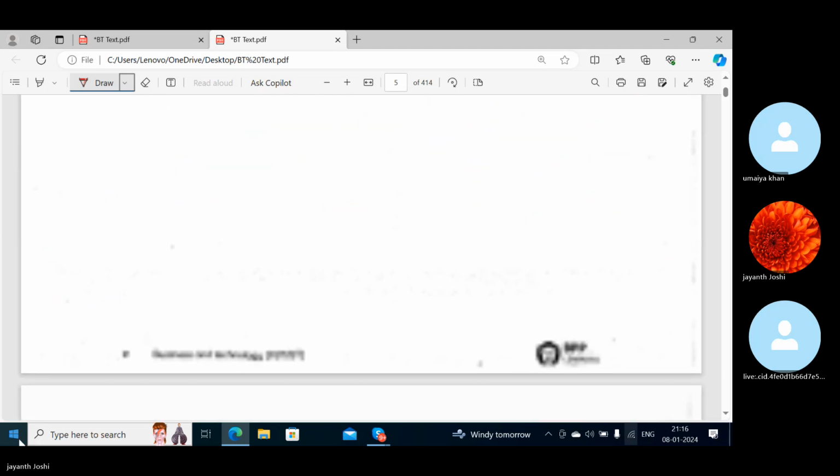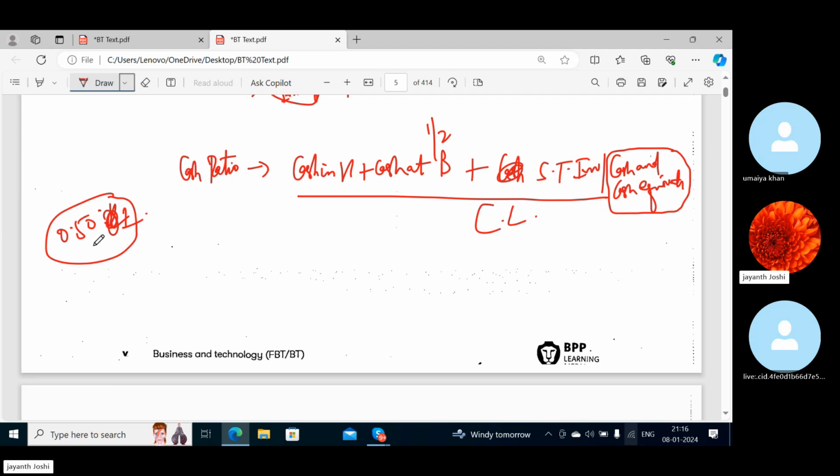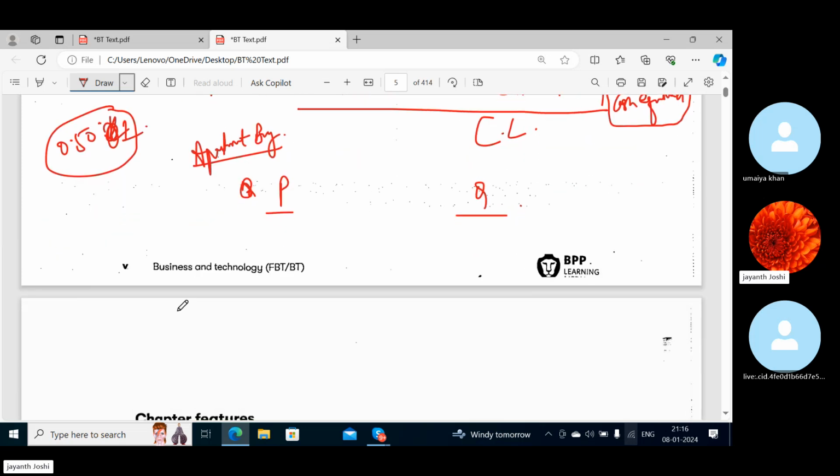Now, as you have seen, 0.50:1 is the ideal cash ratio. I'll take an example here of an apartment purchase. This is P, and this is Q. So P and Q are two people who want to buy an apartment. P has a resource of 20 lakhs. Okay. Q has a resource of 2 lakhs.